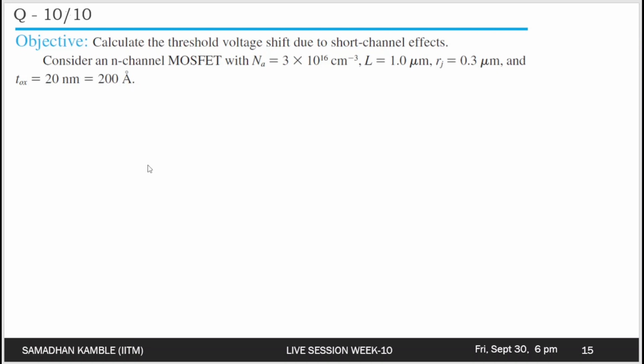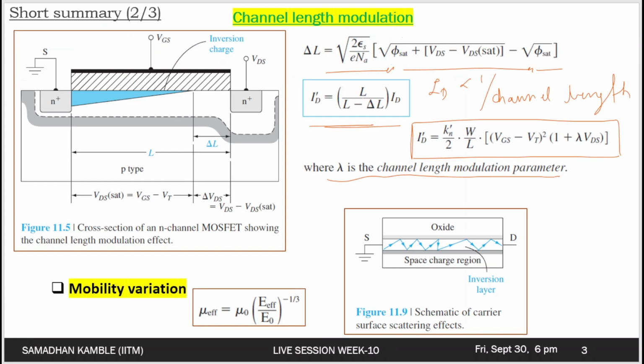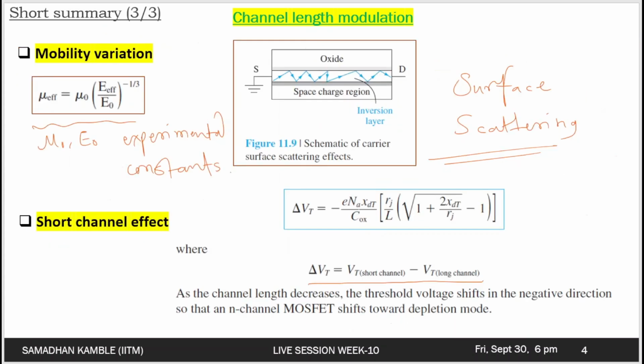The question is: consider an n channel MOSFET with a doping concentration of 3 times 10 to the power 16 per centimeter cube, a channel length of 1 micron, Rj, which is a depth parameter, of 0.3 micron, and an oxide thickness of 20 nanometer, which is 200 angstrom. We need to calculate the threshold voltage shift. I have shown the expression for the threshold voltage shift in the summary slide. This particular expression we can use to determine delta Vt.